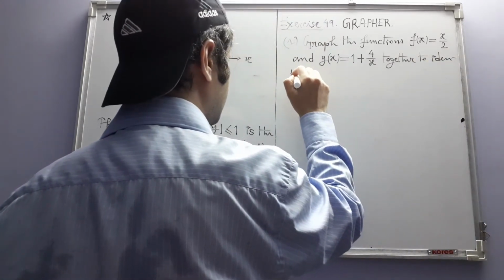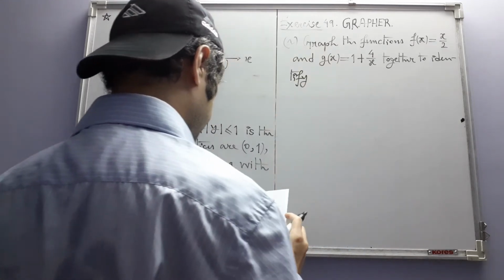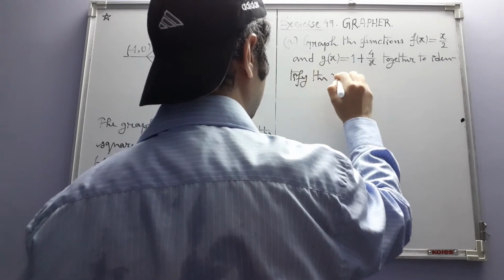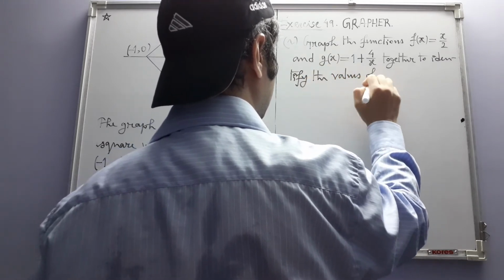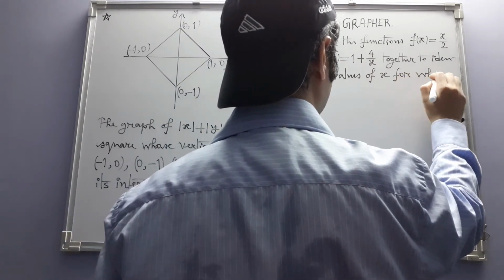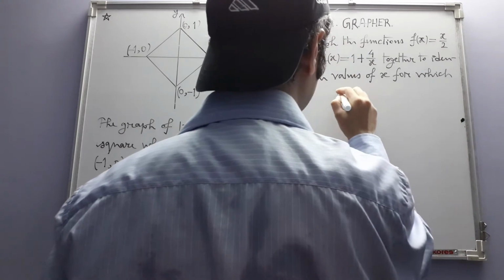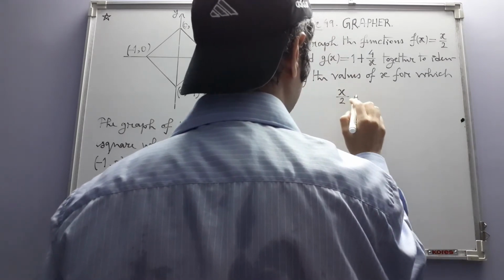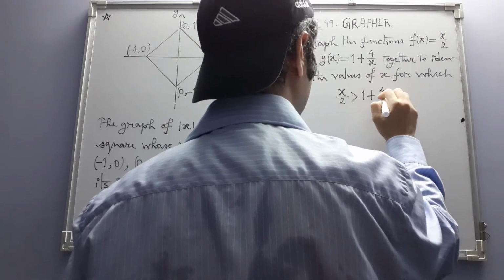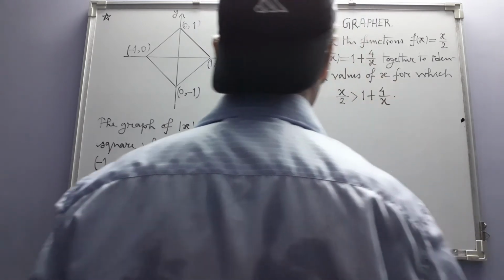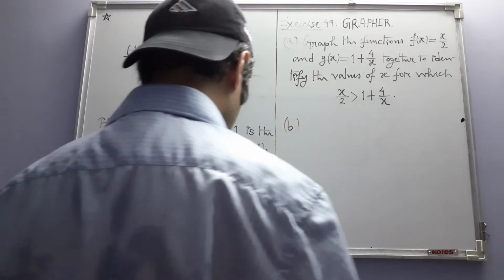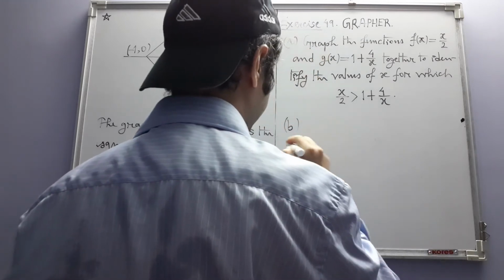to identify the values of x for which x divided by 2 is greater than 1 plus 4 divided by x. That is part A, and part B is this. Confirm your findings in A algebraically.